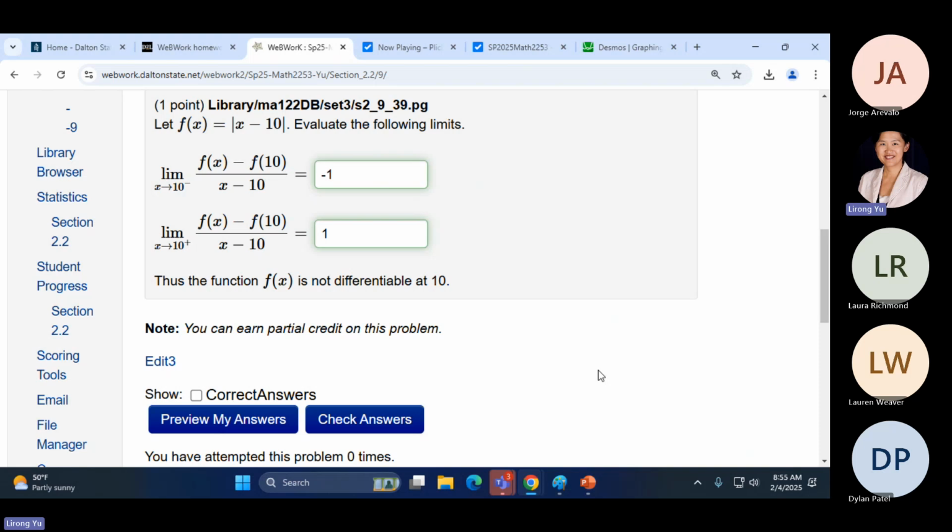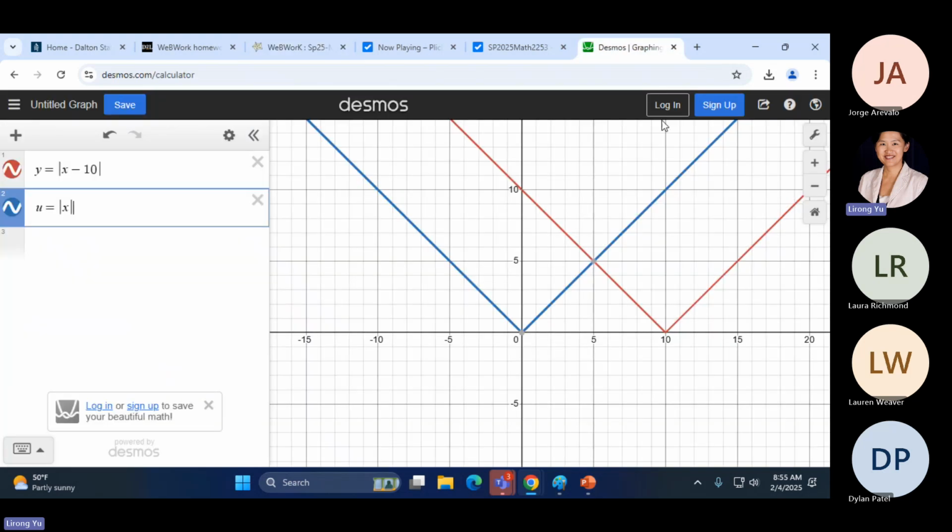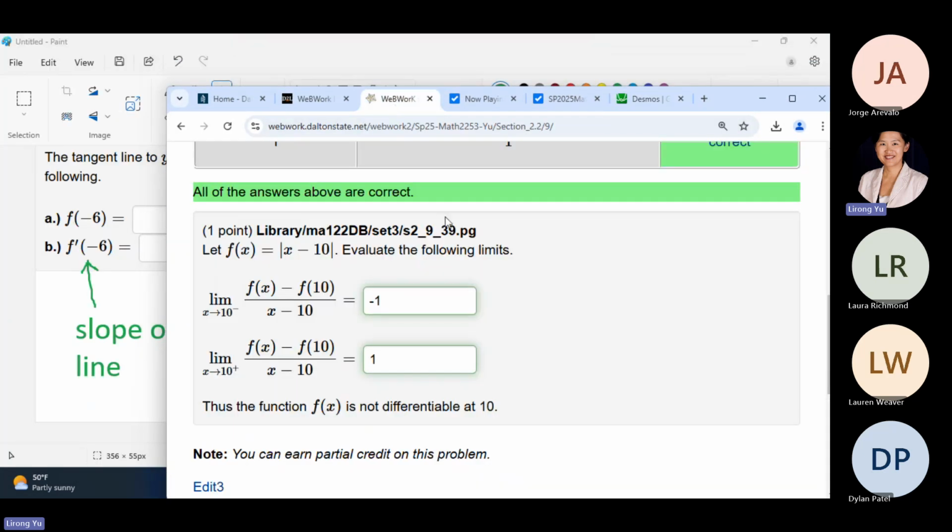So that's looking at the slope. That's how we know there's no derivative. On one side it's -1, on the other side it's +1. So there's a sharp corner at 10. So there's no derivative at 10. Visually, we can see that when we graph it.